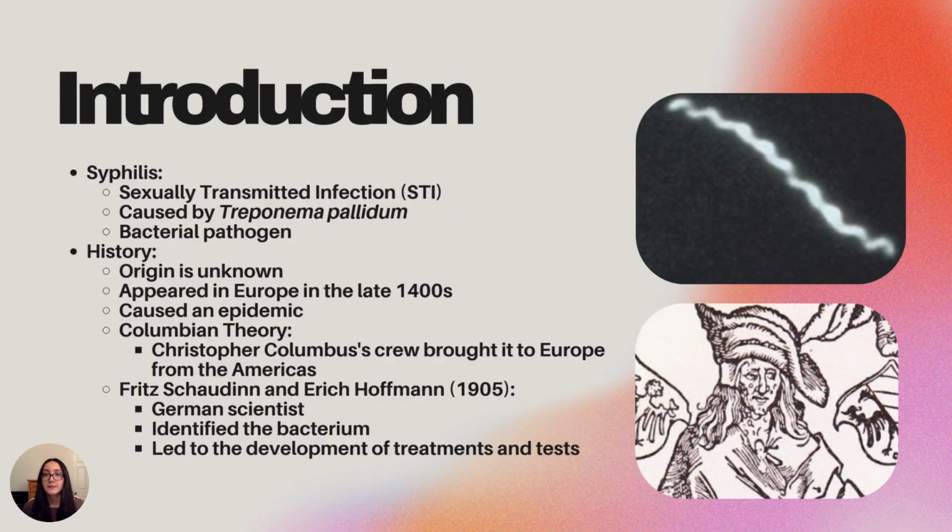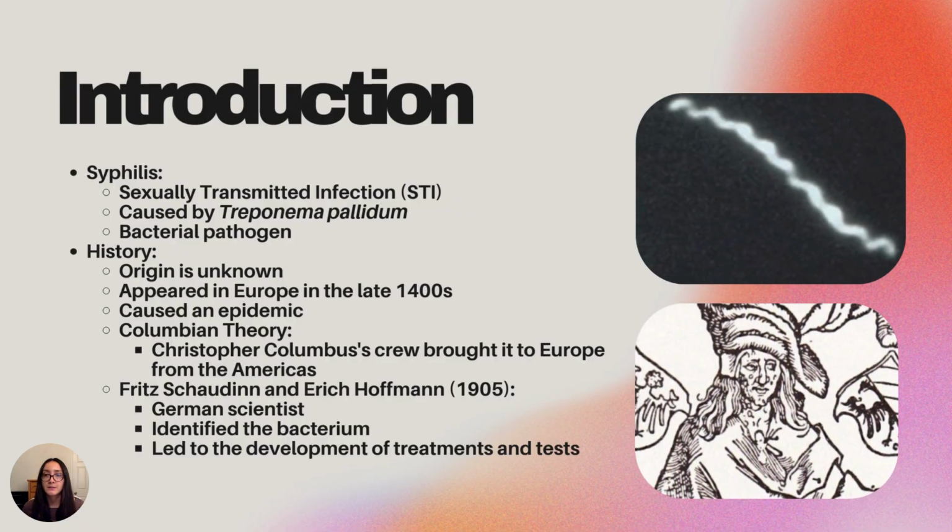So, syphilis is a sexually transmitted infection. It's caused by the bacterial pathogen Treponema pallidum, and its origin is unknown, but it first appeared in Europe in the late 1400s and caused a major epidemic. Many countries blamed each other for the outbreak, especially their enemies. For example, Italy named it the French disease, the French named it the Neapolitan disease, and others called it the Spanish disease, the Polish disease, and the Christian disease.